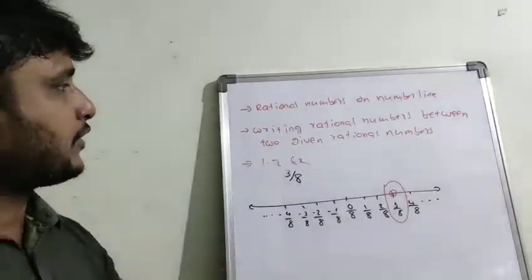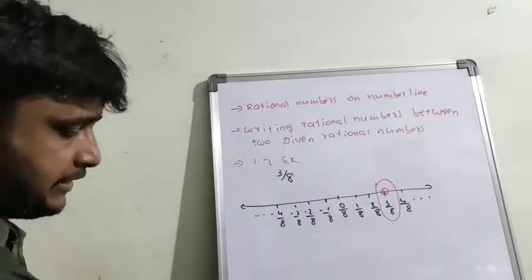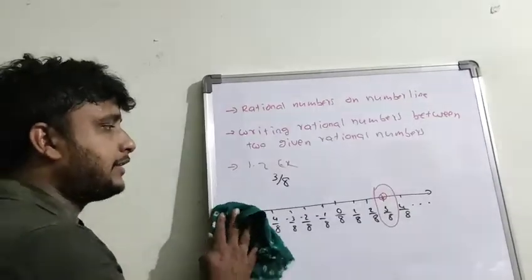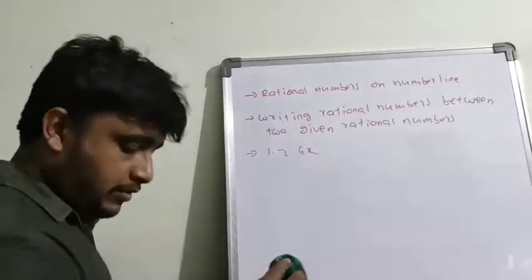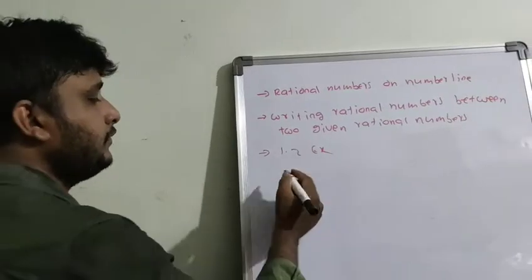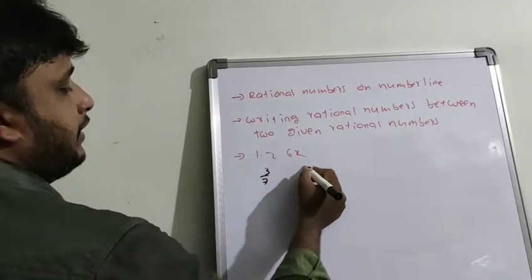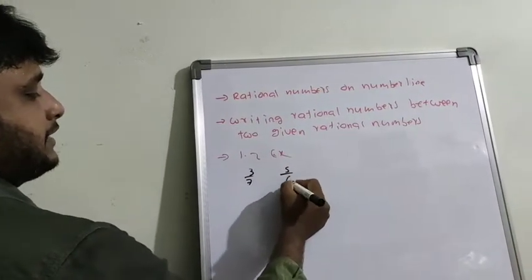So coming to writing rational numbers between two given rational numbers. Yes, already in 7th class also you have learned this concept. Say, for example, I want to write rational numbers between 3 by 7 and 5 by 6.